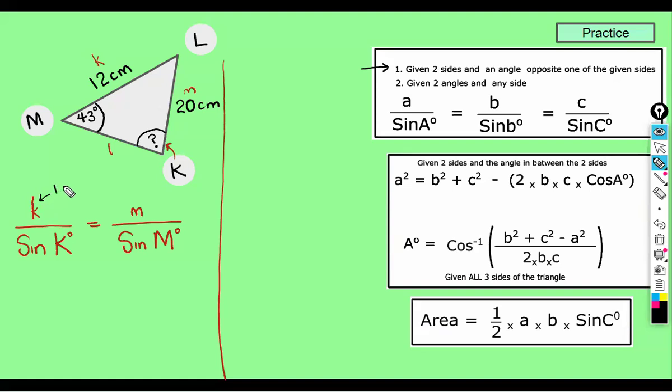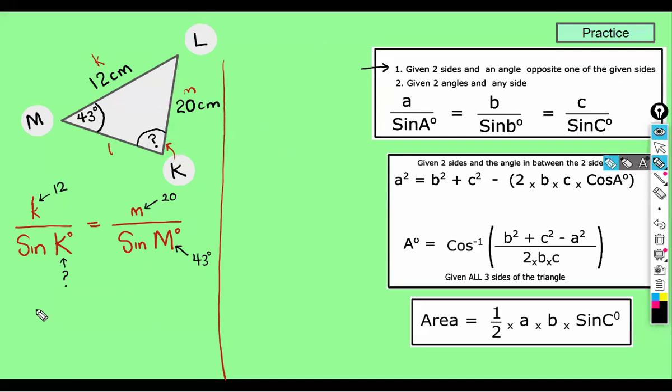Common K is 12. Capital K is a question mark. We don't know him. He's the aim of the question. Common M is 20. Capital M is 43 degrees. Substituting your values, remember, when you're finding sine 43, round off to how many decimal places? I advise 3 decimal places, and then cross multiply. Take a minute again, and I will jump in after.